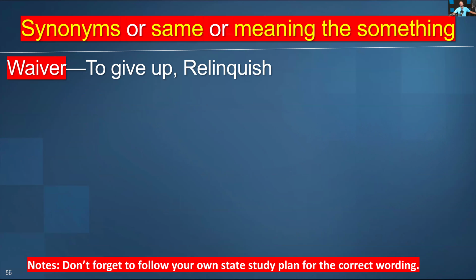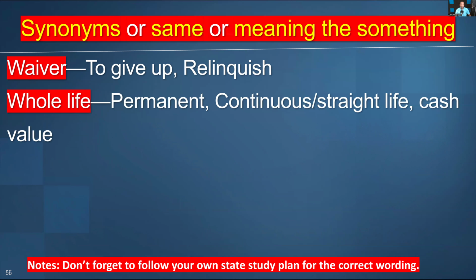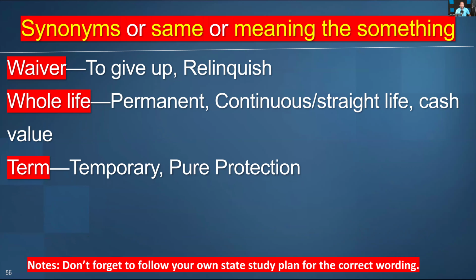Waiver. Well, to give up, to relinquish, to give up. Waiver of premium. Waive your rights. Whole life means permanent. It's been continuous, straight life. Cash value. Okay. Term means temporary, pure protection. Term is something that's temporary and is pure protection.